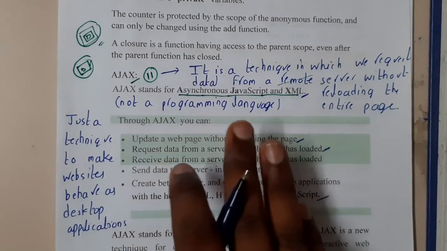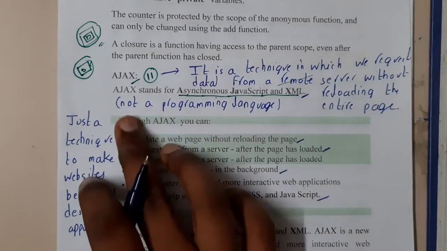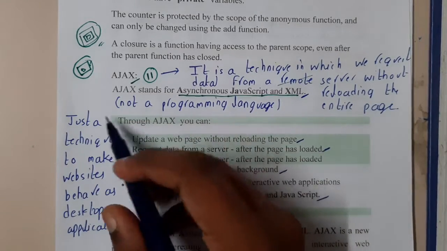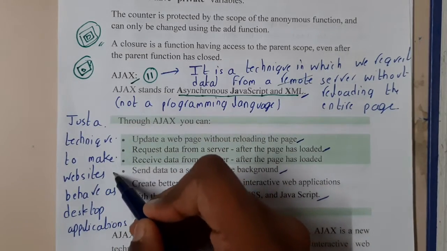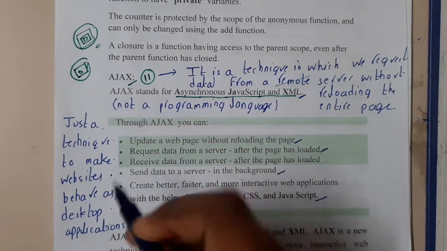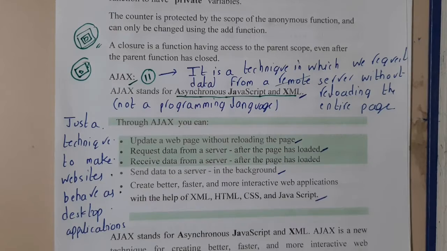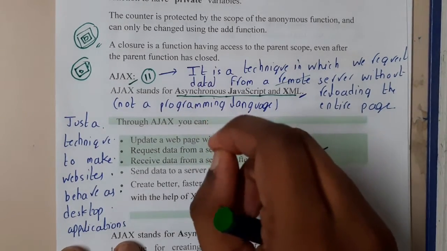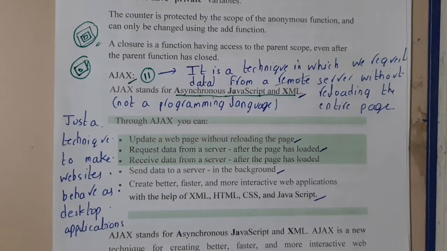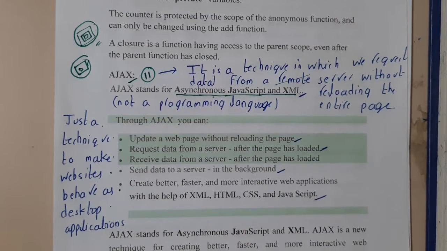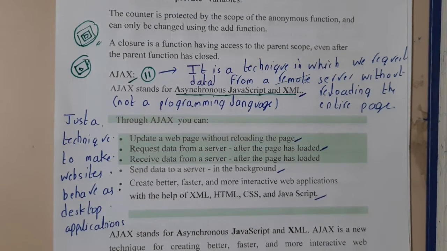Is AJAX a programming language? The basic question that everyone asks. No, it is not a programming language, guys. It is just a technique to make a website behave like a desktop application. In a desktop application, if you click any button, will the whole application refresh? No, within a split second it will change, right? So we cannot call it a refresh. You can say the refresh rate is really fast.